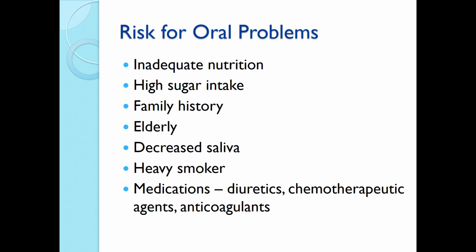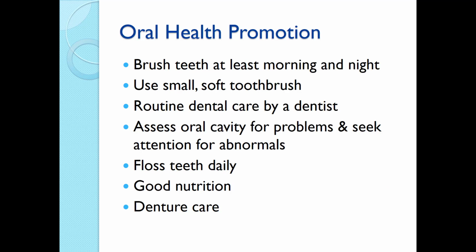Elderly patients, with decreased energy levels to perform hygiene care, or possibly confused patients within that elderly population. Decreased saliva, drying out the mucous membranes. If they're a very heavy smoker, that's very irritating and damaging to the tissues as well. Different medications: diuretics can be drying to tissues if we're losing excessive amounts of fluids. Chemotherapeutic agents, as we mentioned earlier, increase the risk for thrush. Anticoagulants increase the risk for bleeding in the mucosa.